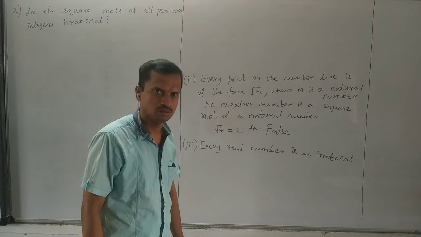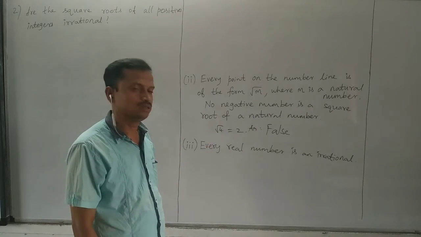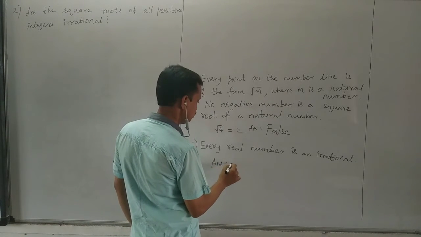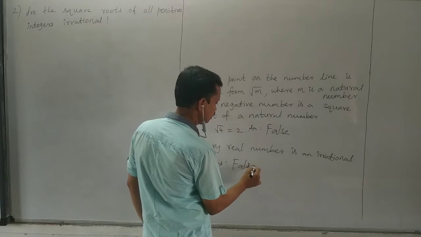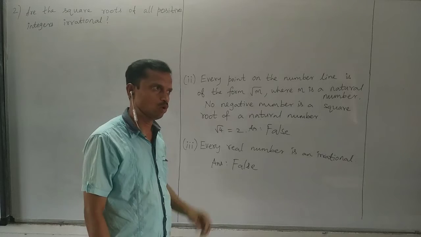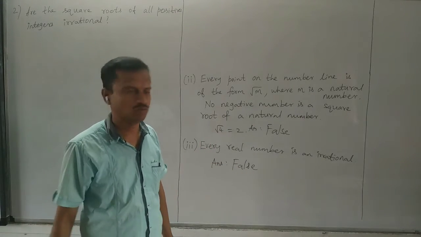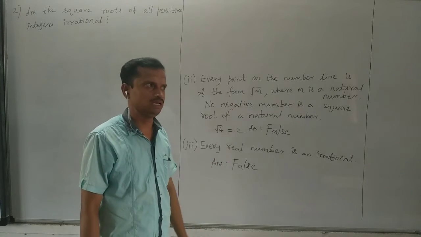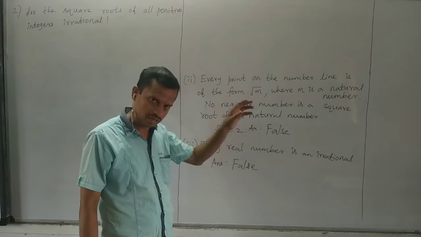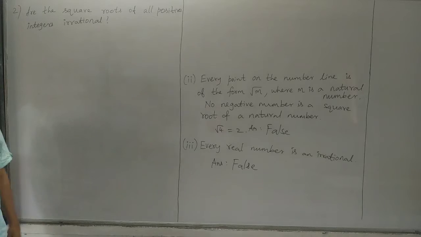Okay? It's clear to you? Every real number is an irrational. The answer is what? I think you know very well. Answer is false. Because every real number means both rational and irrational combined to form real number. So every real number may be rational or irrational. But in the question they given is an irrational. So it is false.